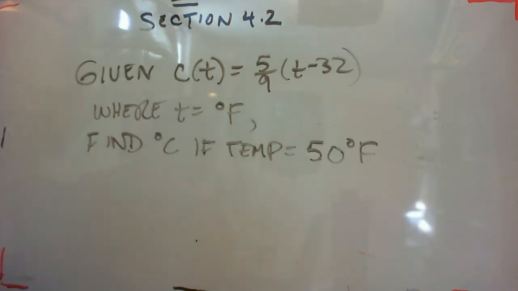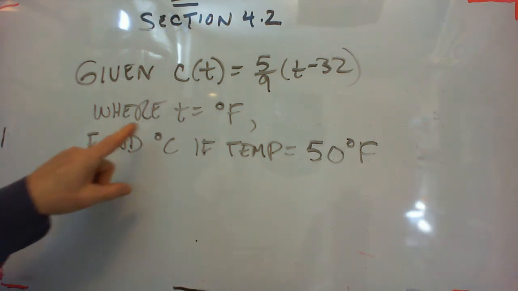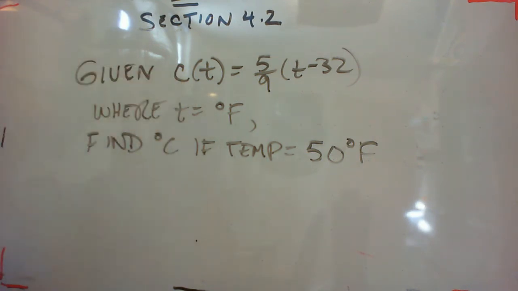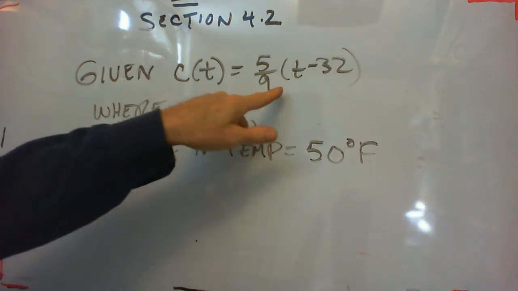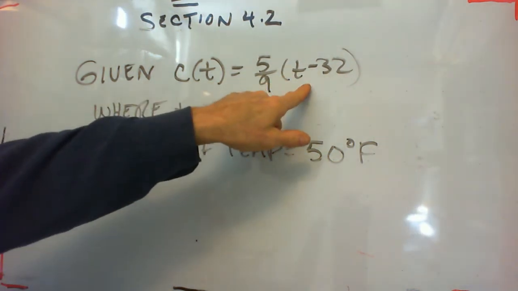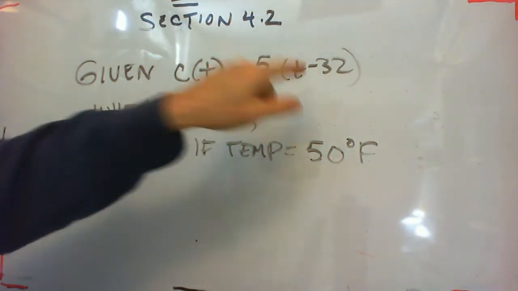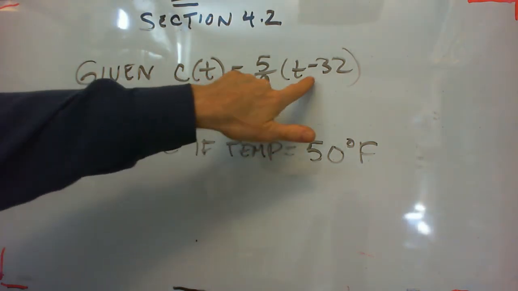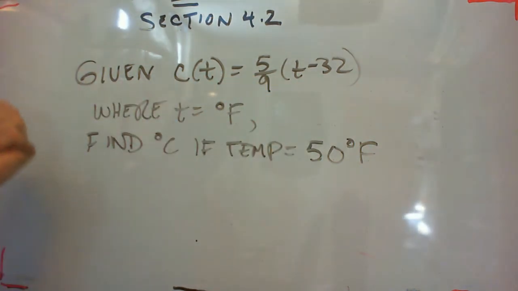Okay, I'm going to look at a different version of number 8. Basically number 8 with a different temperature in Fahrenheit. Number 8 gives this function: degrees Celsius equals 5/9 times T minus 32, where T is the degrees Fahrenheit. So this allows us to convert from Fahrenheit to Celsius.